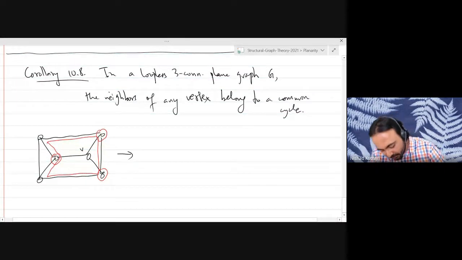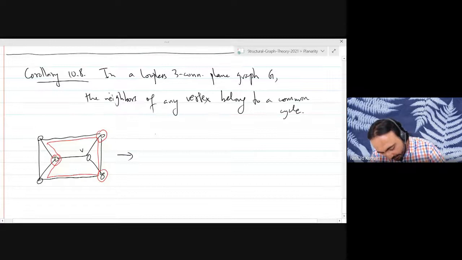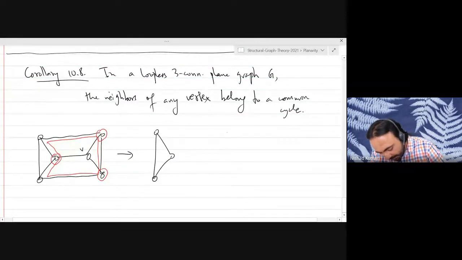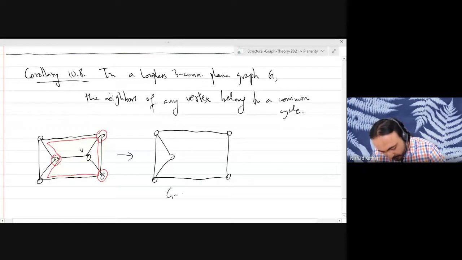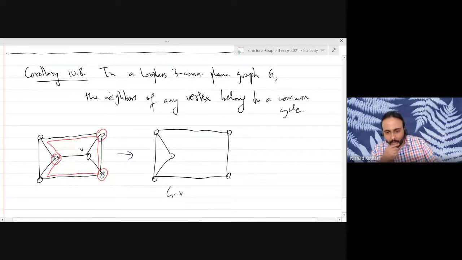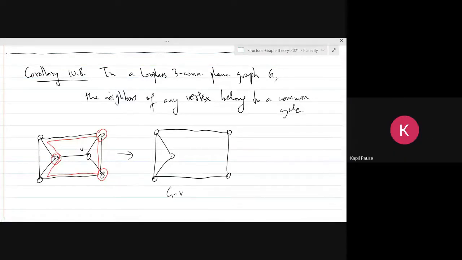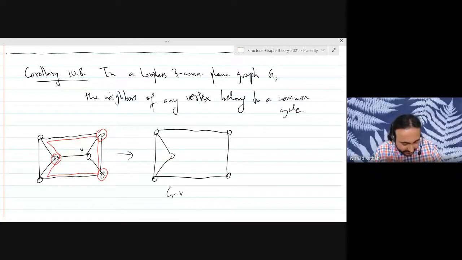Delete your vertex V. Delete that vertex V and look at the planar embedding that you get of G minus V. So this is the plane graph G minus V. Now why doesn't this hold true for two connected graphs? Okay, let's think about it in a minute. I'll come to that. We'll try to make a counterexample, or we'll try to prove it. But first let's prove it for three connected graphs.